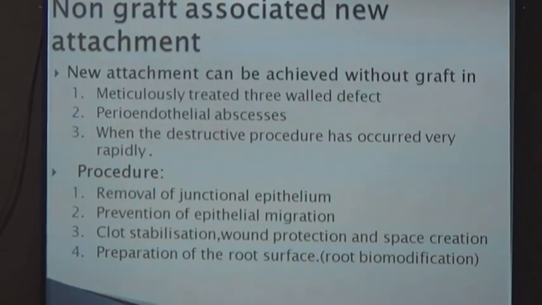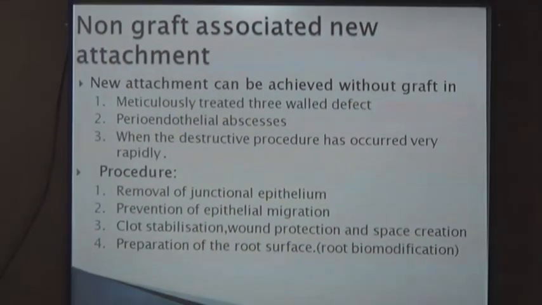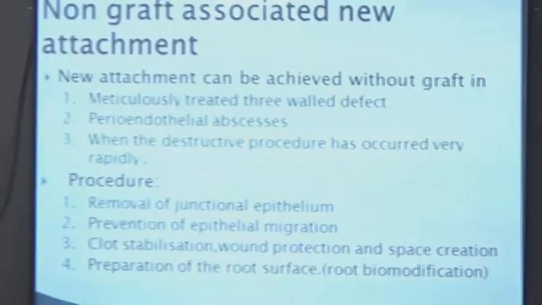Now, non-graft associated new attachment. What do you understand by non-graft associated new attachment? Then what can we do? Non-graft associated, you know the answer. With GTR you can control the long junctional epithelium, isn't it? There is no need for the graft, bone graft. So for non-graft, your mind should go to GTR. Okay, so new attachment can be achieved without graft.